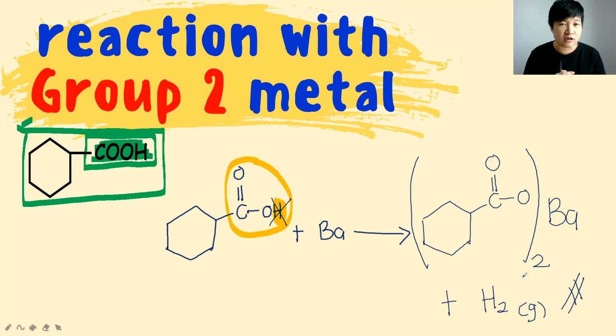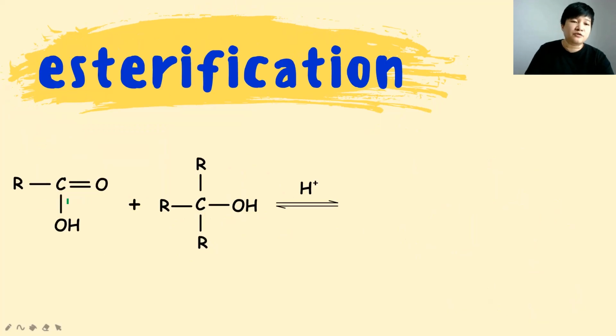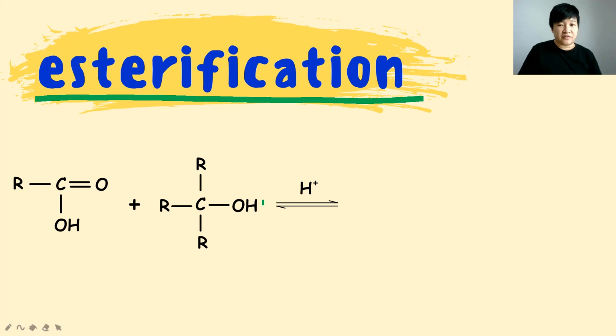In here, we focus on the COOH. But the changes still happen to the same hydrogen, the hydrogen that is attached to the OH. Let's move to the third chemical reaction of carboxylic acid, which is esterification.